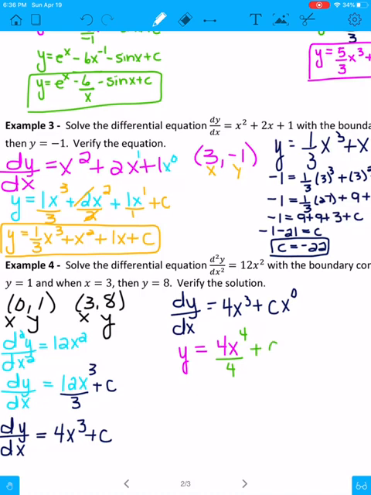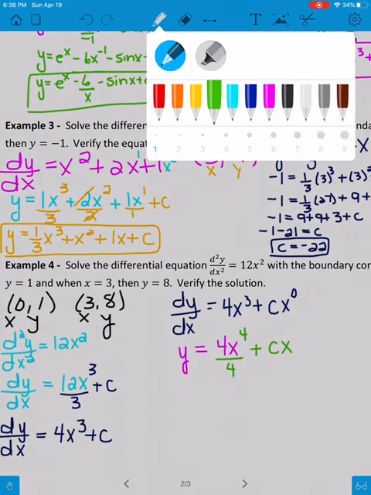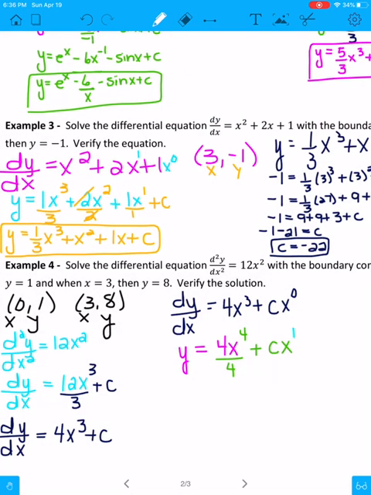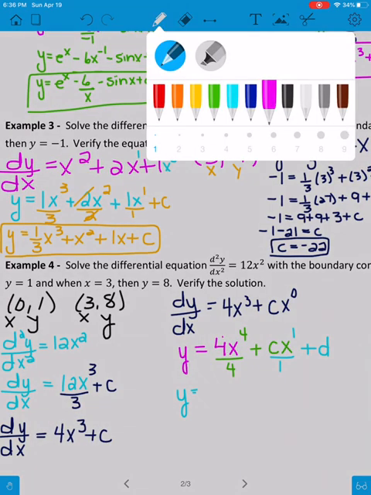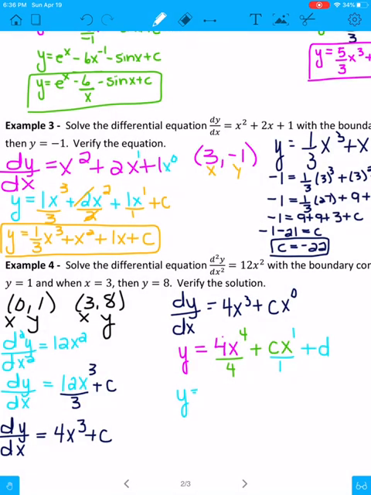So I'm going to get cx, but now instead of it to the 0, it's going to be to the 1, and I'm going to divide by 1. And then I need to put a new constant at the back. And instead of c, because I already have c, I'm going to write d. Okay, so y equals 4, nope, the 4's cancel. That's my mistake. So the 4's cancel, and I'm left with x to the 4 plus cx plus d.